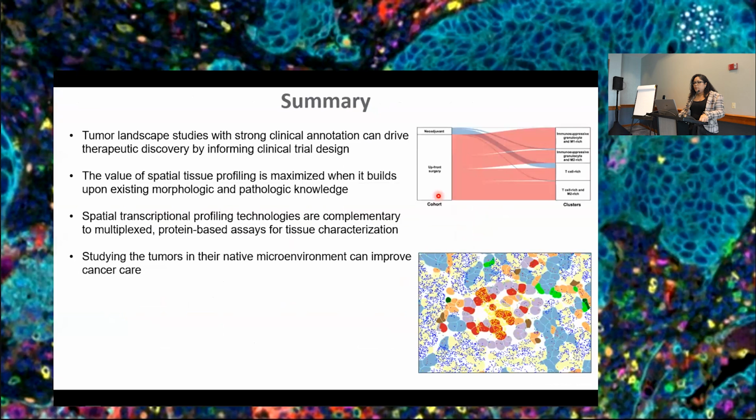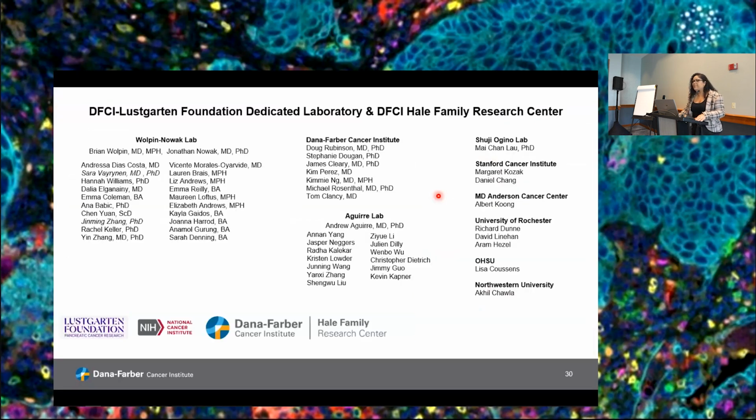So in summary, tumor landscape studies with strong clinical annotation can drive therapeutic discovery by informing clinical trial design. The value of spatial tissue profiling is maximized when it builds upon existing morphology and pathology knowledge. And these technologies are complementary to the multiplex protein-based assays for tissue characterization, as I answered before. This is how it works for us. And studying the tumors in their native microenvironment can improve cancer care. Thank you. I'm happy to take questions.